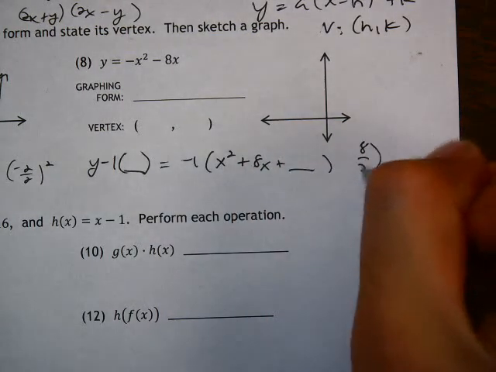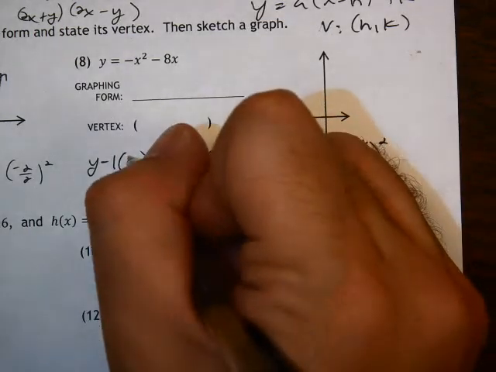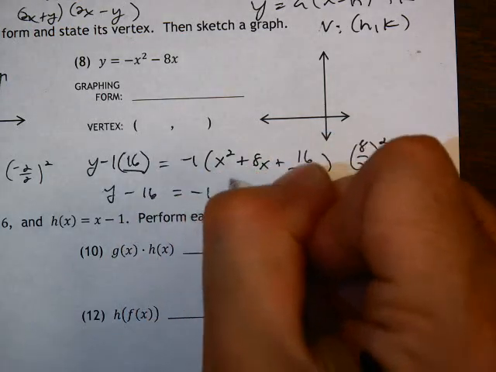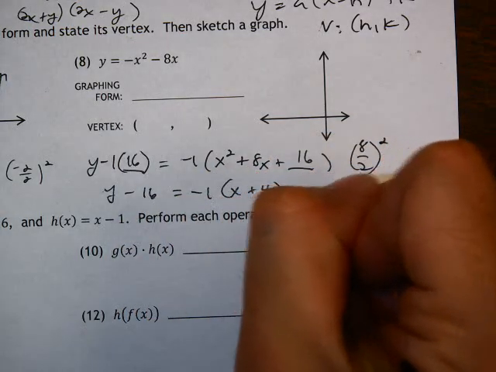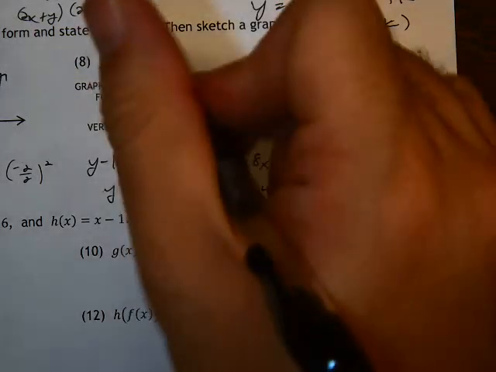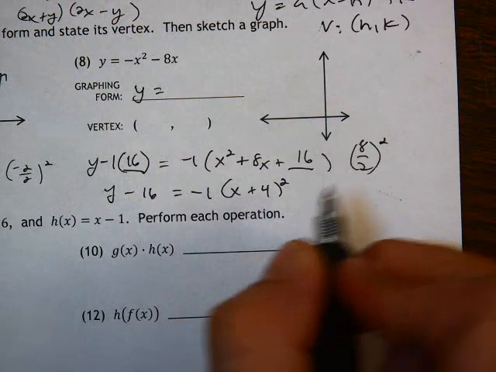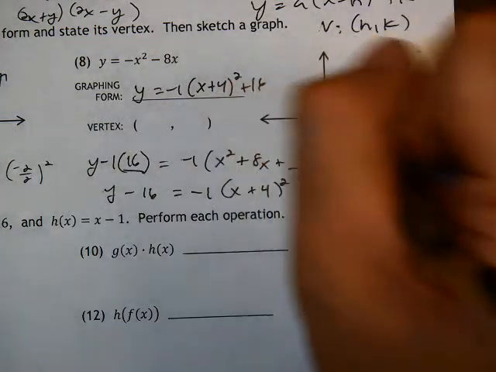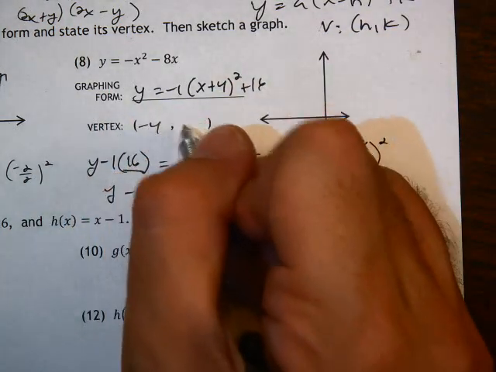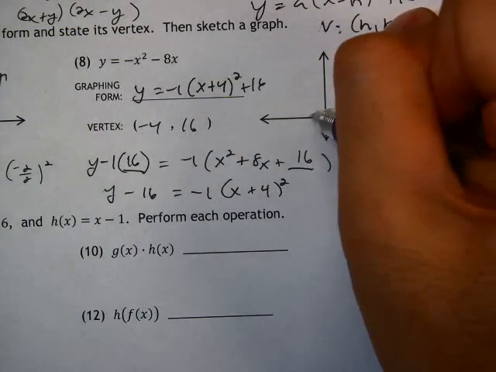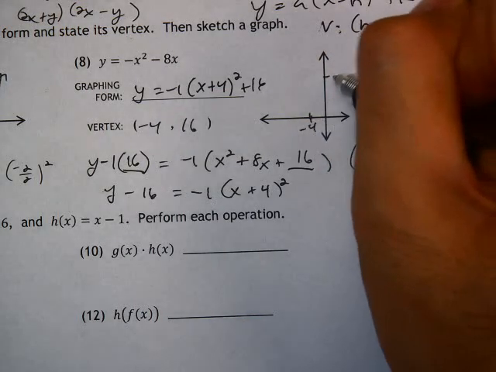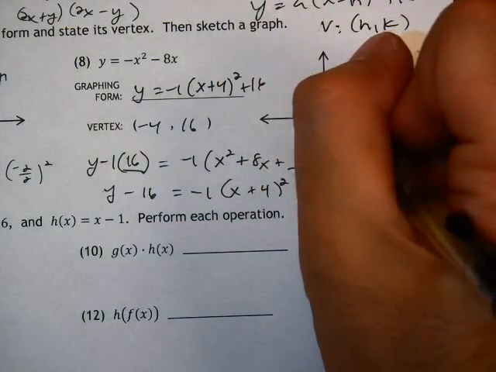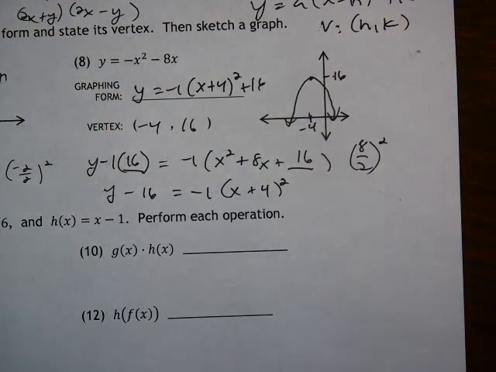Complete the square with the 8. 8 over 2 squared, that gives me 16. That gives me 16 on both of these. So this becomes y minus 16 equals negative 1. Factoring this gives me x plus 4 squared. So my graphing form, after I move this minus 16 over, gives me y equals negative 1 times x plus 4 squared plus 16. Which gives me a vertex of negative 4 and positive 16. So negative 4 might be about here, positive 16 about here. And since it's a negative 1, that means it's going to point downwards. So there's my parabola in number 8.